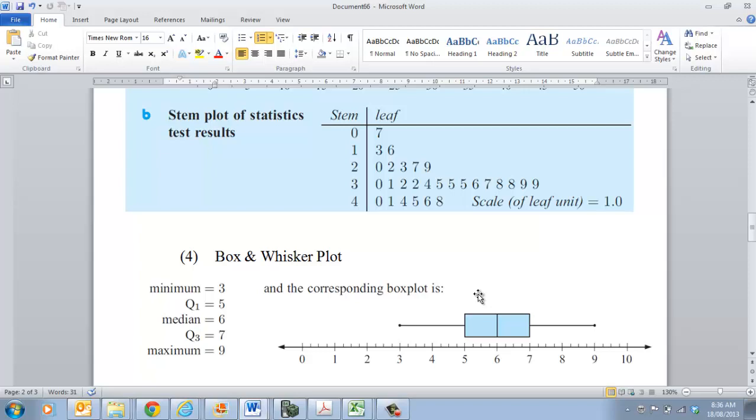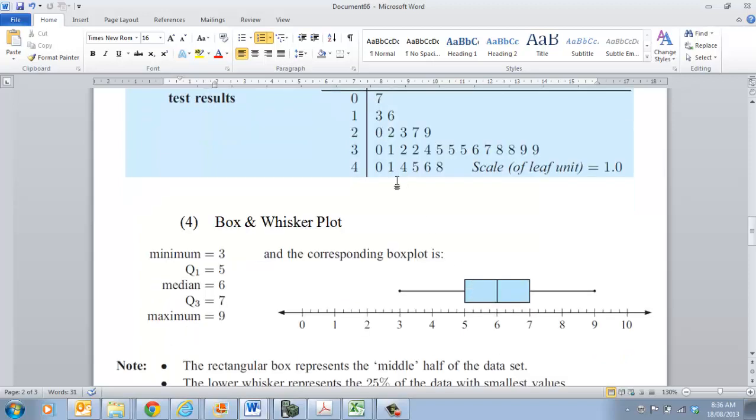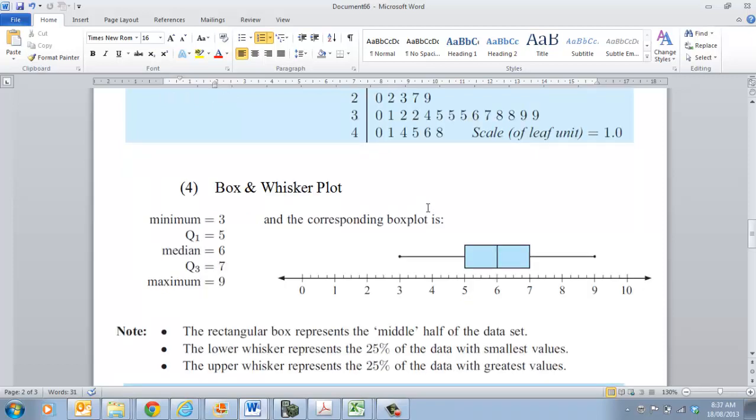So another way of representing this sort of data would be to put this into a box and whisker plot, and that's a very popular way of doing that. And I would highly recommend that you make sure you know how to do this, because I certainly will be asking that sort of question in your test, and I know there's always one of these in your exam as well.